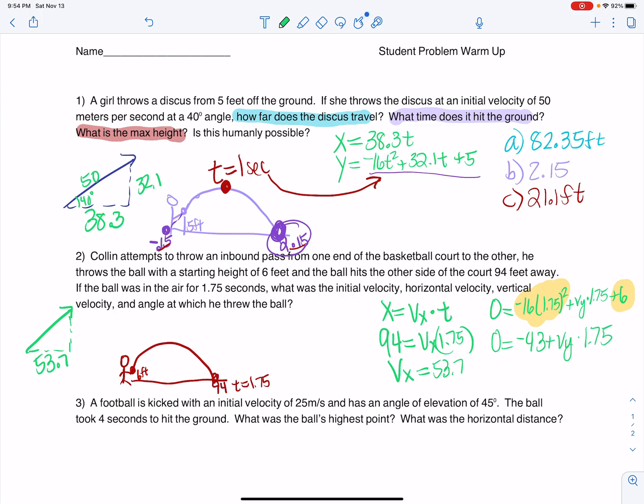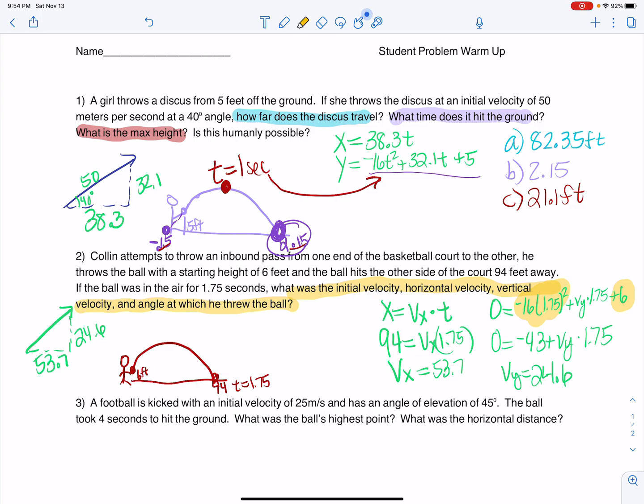So when I add the 43 and then divide, I'm just going to do that without writing it all. So my V sub y is 24.6. So it says, let's just read this question here. What's the initial velocity, horizontal, vertical, and the angle? Okay, well, I got 2 of them, but I know Pythagorean theorem, so I'm going to do 53.7 squared plus 24.6 squared, and then I'm going to square root that answer.